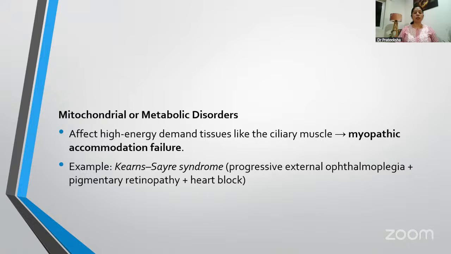Mitochondrial and metabolic disorders affect high energy demand tissues like the ciliary muscles. Myopathic accommodation failure, for example Kearns-Sayre syndrome: progressive external ophthalmoplegia plus pigmentary retinopathy plus heart block.